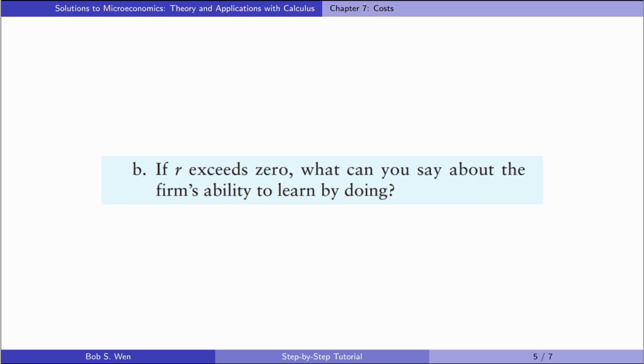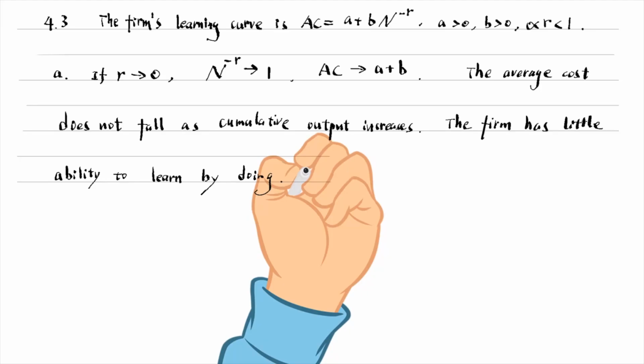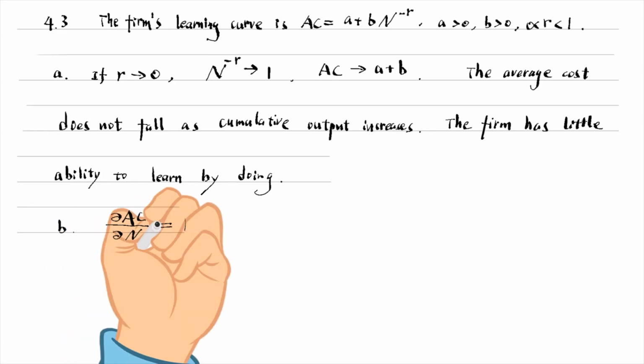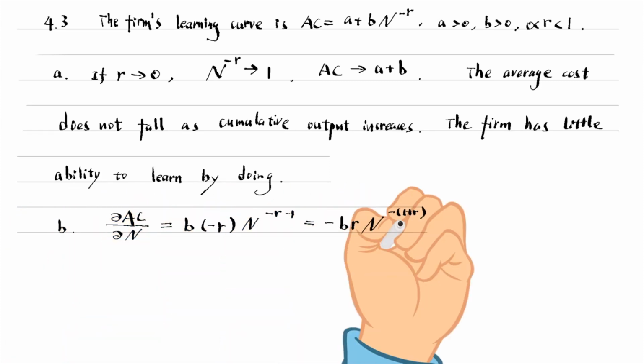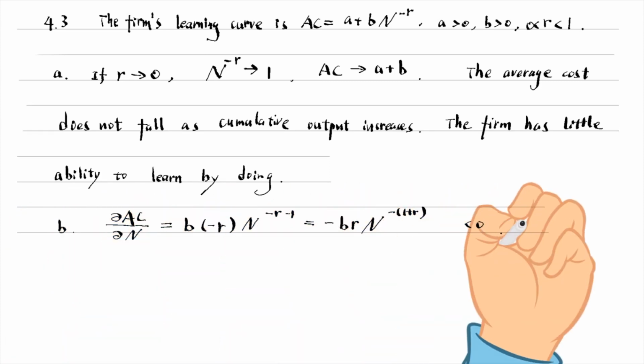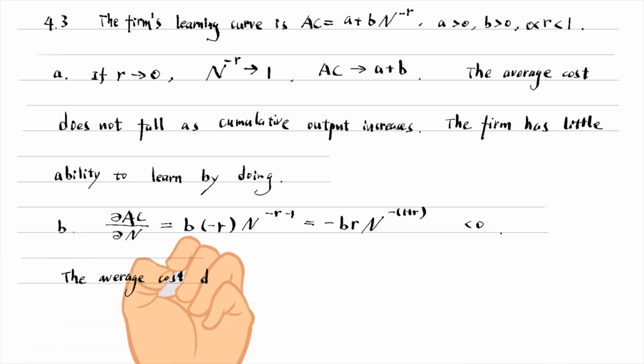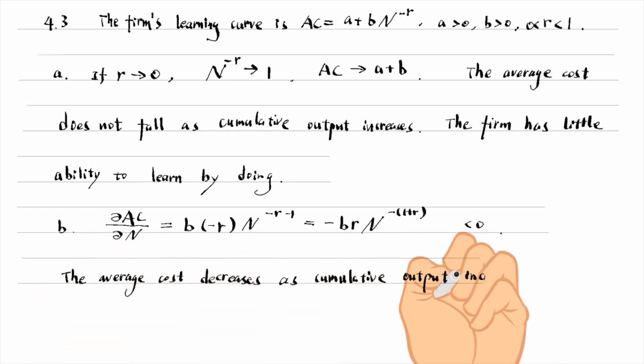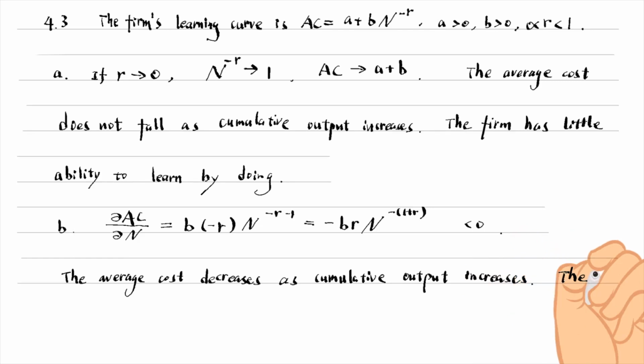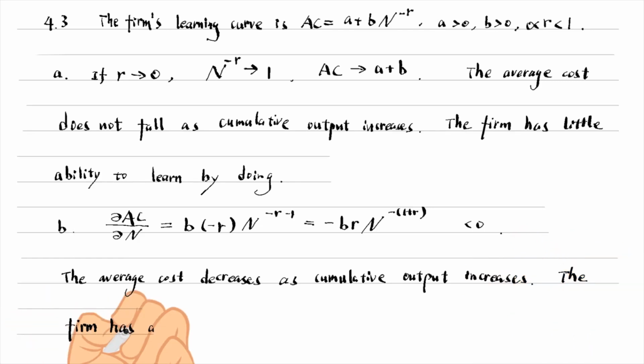In part B, if R exceeds 0, what can you say about the firm's ability to learn by doing? We find that the derivative of average cost with respect to output is negative, meaning that the average cost decreases as cumulative output increases. The firm has the ability to learn by doing.